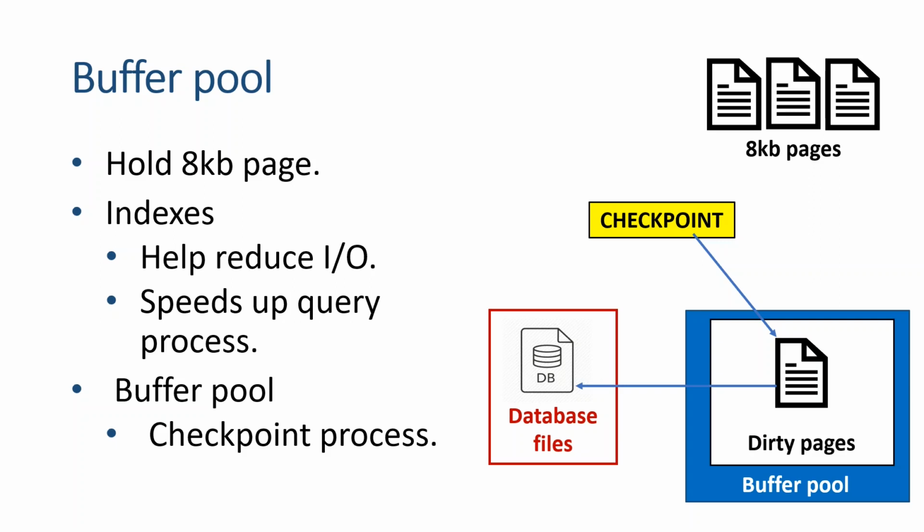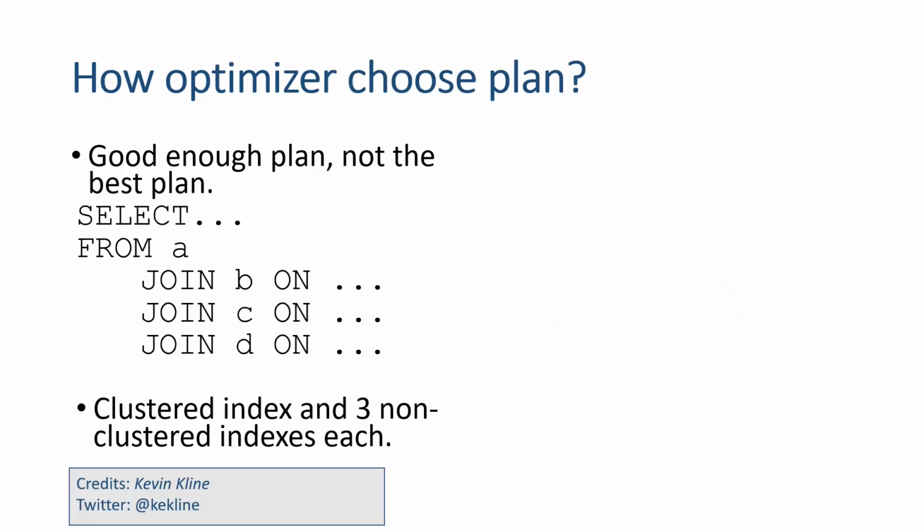That's how the checkpoint process works. And if you want to run the checkpoint process manually, you can type the word checkpoint in your Management Studio. Whenever you execute it, the checkpoint will push those dirty pages out of the buffer pool and harden them onto the database file system. That's how the checkpoint process will manage the buffer pool.